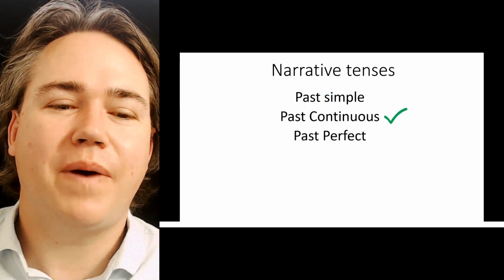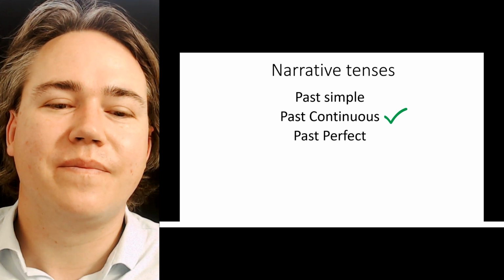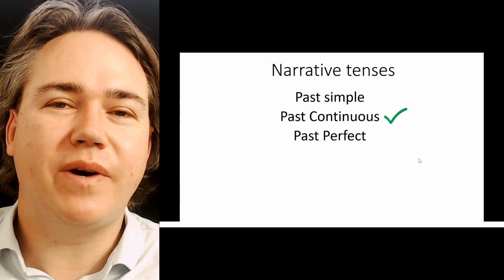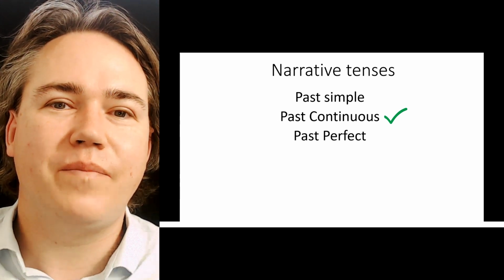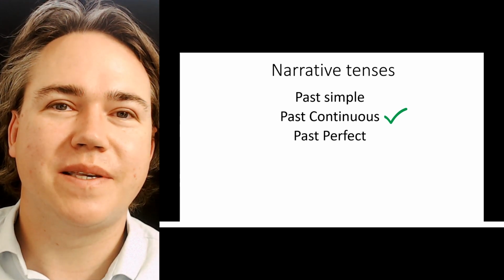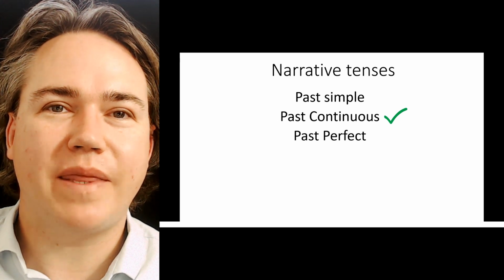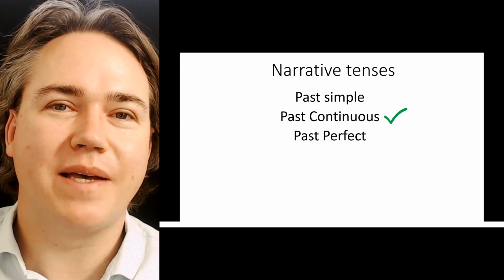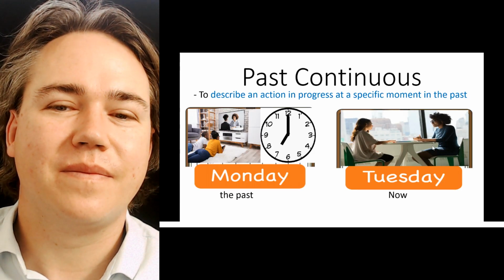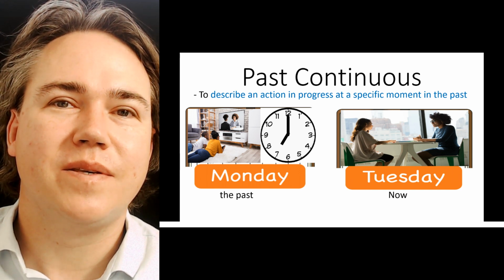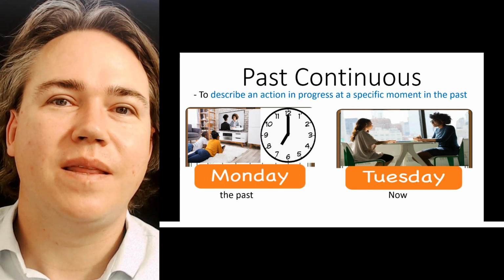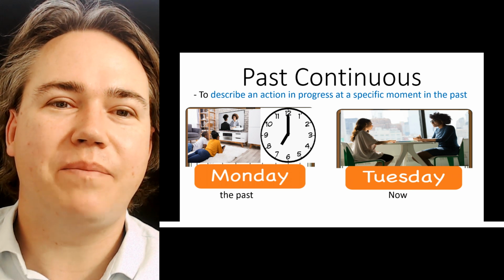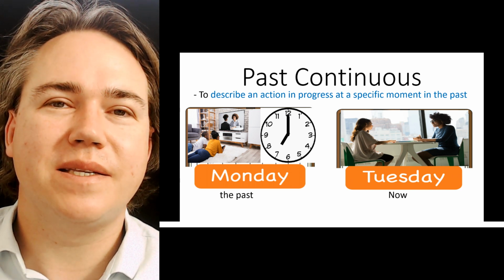Now let's look at past continuous. Past continuous is a little bit trickier to understand, but think about present continuous. It's only talking about things in progress now. Past continuous is the same idea, but for the past. So if we look at this situation, talking about the action taking place right at this time. And they're in the middle of the action.